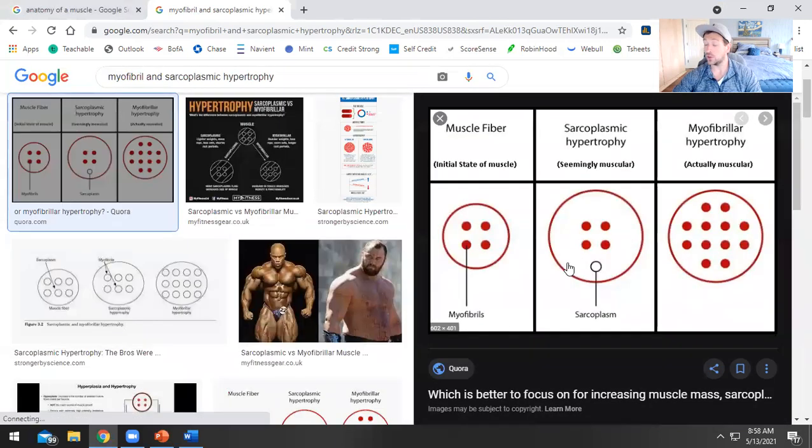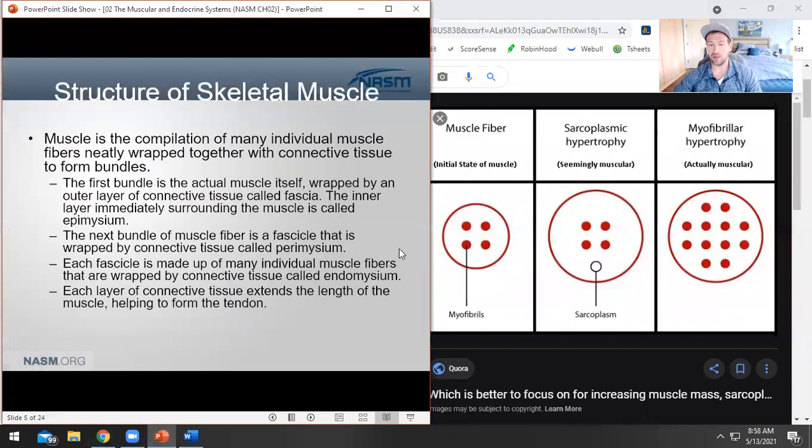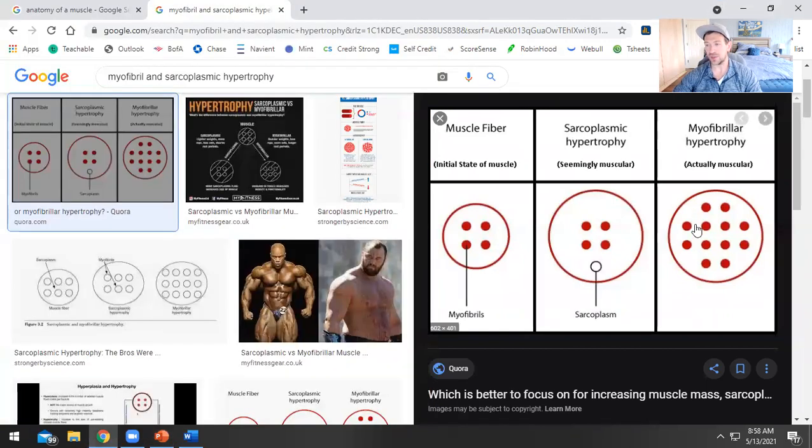We either increase the fluid in the cell, which makes the cells more puffy, which makes them larger, and then they look bigger, or we increase the proteins inside, which actually results in a larger cell because you've got more of those myofibrils, right? So we can see here more myofibrils, and here we can see just larger cells with more fluid. Both of those are going to result in larger muscles, right?